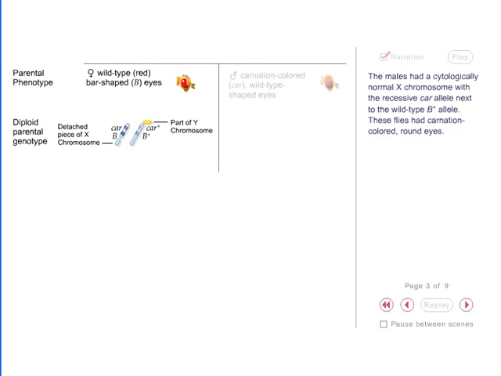The males had a cytologically normal X chromosome with the recessive car allele next to the wild-type B+ allele. These flies had carnation-colored round eyes.